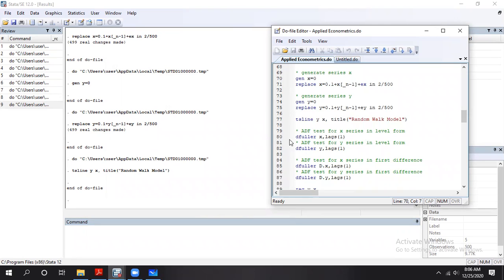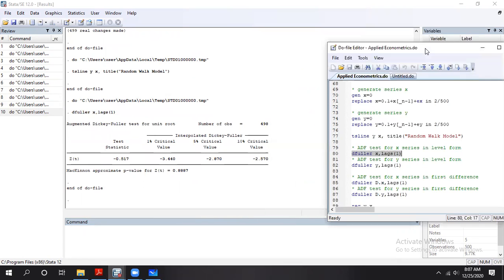Let's use the Dickey-Fuller test for the x and look at the result. The t-statistic is negative 0.17, and if we choose the 5% critical value, it is negative 2. So the critical value is much smaller compared to the t-statistic. It means that we fail to reject H0. Remember that H0 is theta equal to 0 and HA is theta less than 0. H0 refers to non-stationary, HA refers to stationary.